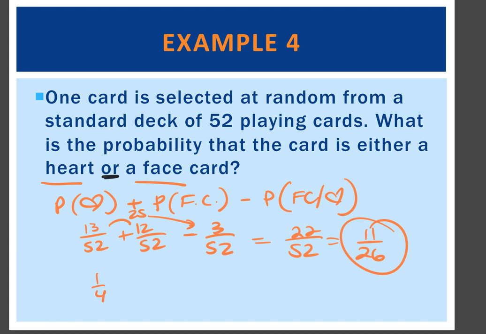So if you had gone this route, this would have been 3 out of 13, and then you would have had to do 3 out of 52. You would have had to find your least common denominator. So I would say when you have ones that have 3 parts to it, keep them all over 52 and see if you can reduce it at the end. You have to reduce your answer, but it's easier to do that than to work backwards and find a least common denominator. Questions so far?